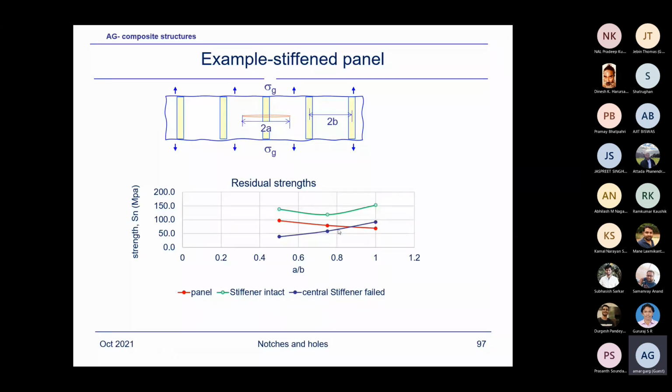So this example was just to illustrate that one of the ways to determine the effect of the stiffeners is to use this method, which is very crude.